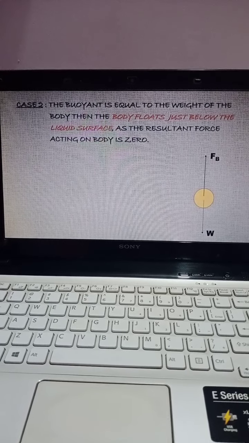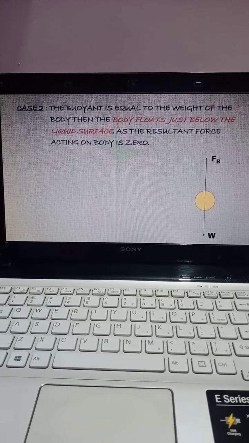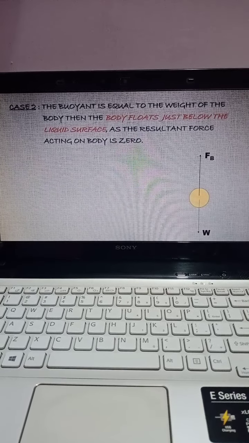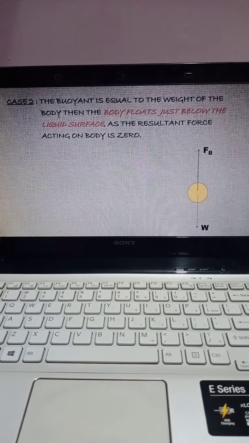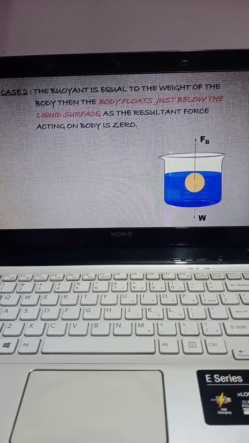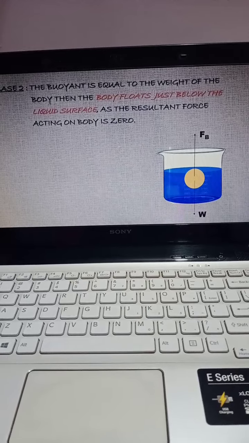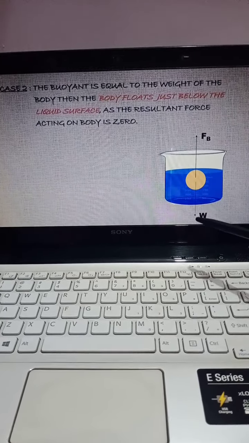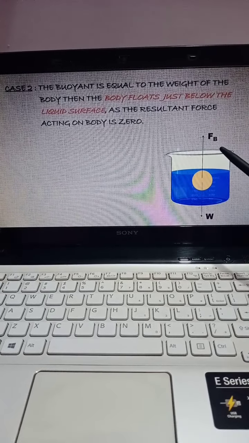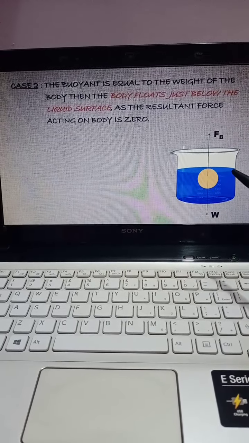Next we are going to see the case when buoyant force is equal to weight of the body, then the body floats just below the liquid surface as the resultant force acting on the body is 0. So this means that when this object is immersed inside this liquid, the weight of this object is equal to the upthrust acting on it. So in this case this object floats just below the surface of this liquid.